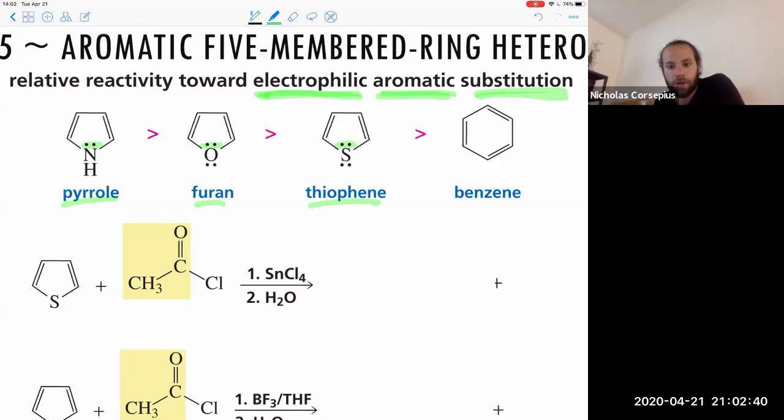Okay, so it's just like when you had an electron donor attached to a benzene ring. We see the same thing with these heterocyclic rings. We have electron donors in the ring itself. So these rings are that much more nucleophilic. So with your halogenation, you don't need a catalyst.